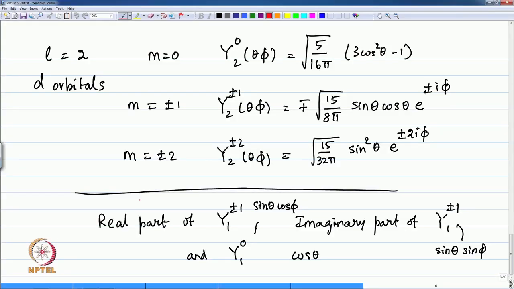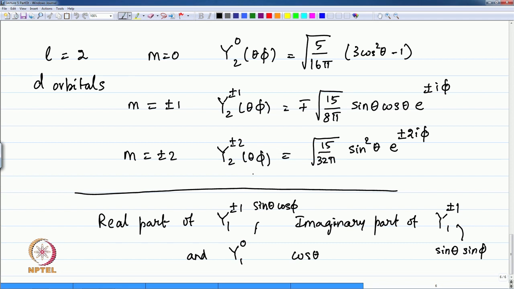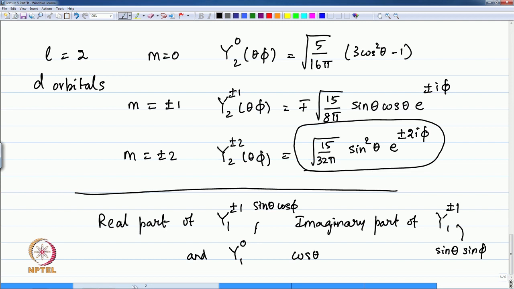Let us take m equal to plus minus 2 and find out what this picture is. Plus minus 1 you can in a similar way find out yourself. Plus minus 2 contains an imaginary, that is a complex part. So, let me get my function into real and imaginary parts, and let me leave the square root of 15 by 32 pi for the moment. We do not need to worry about that.